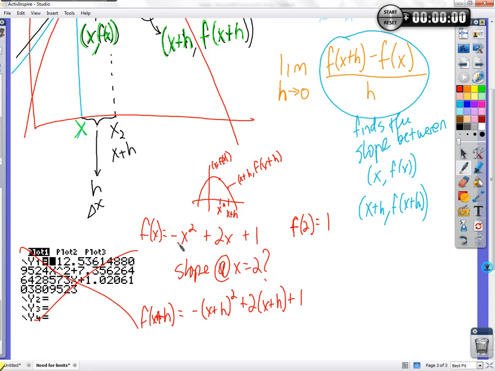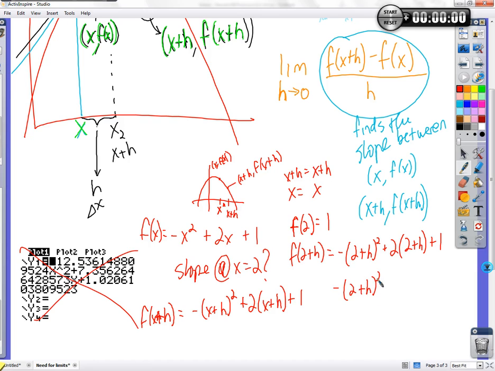And f of 2 plus a little bit more, which we call h, would be negative 2 plus h squared plus 2 times 2 plus h plus 1. Just putting 2 plus h in for x. So we have f of x plus h and f of x. F of x plus h, the x is 2, so we just do negative 2 plus h squared plus 2 times 2 plus h plus 1. Minus f of x, well, x is 2, f of 2 is just 1, which cancels out that 1. That's going to happen a lot.